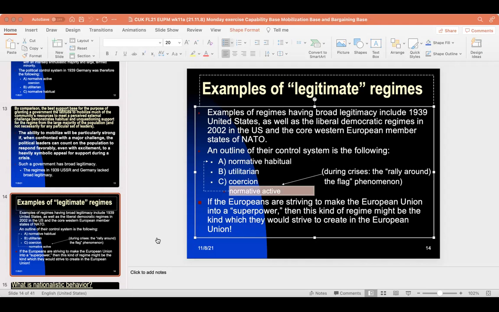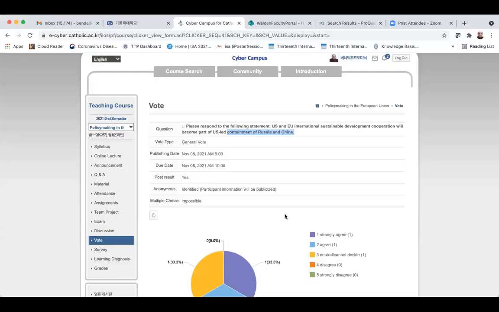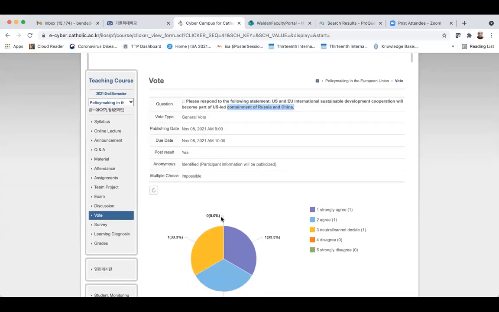So please vote. You have 15 seconds. Please vote. I think you can see that, right? And vote. And so you can see the results.